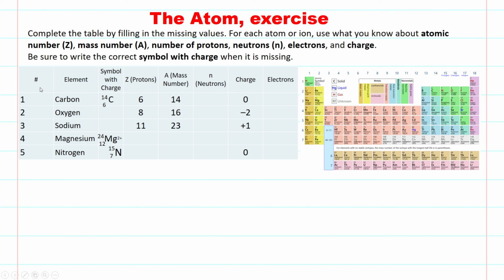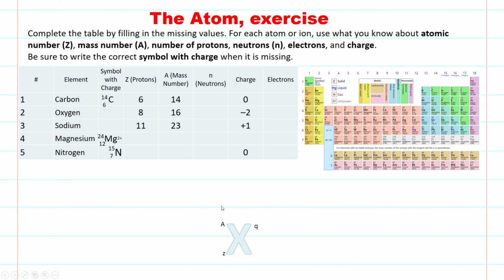First, we need to complete the table by filling the missing values for each atom or ion and use what you know about the atomic number Z, mass number A, number of protons and neutrons, electrons, and charge. Be sure to write the correct symbol with charge when it is missing. Great. Let's look how to fill it out step by step.